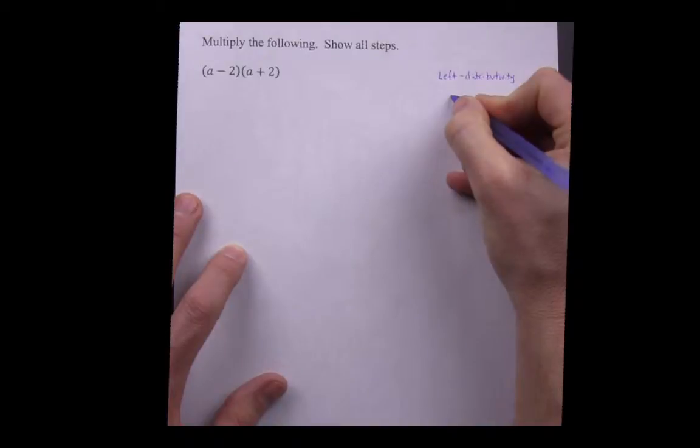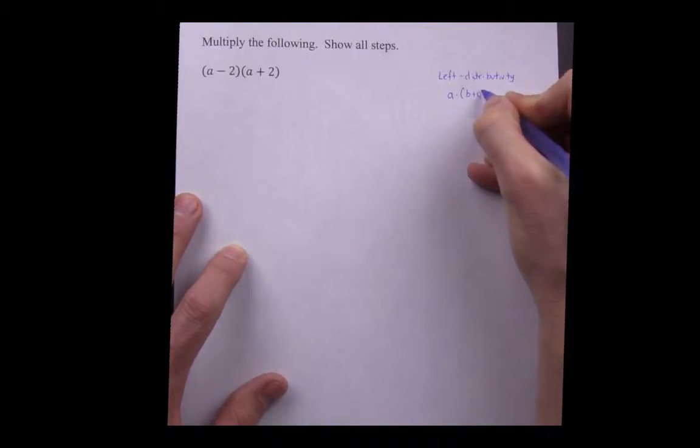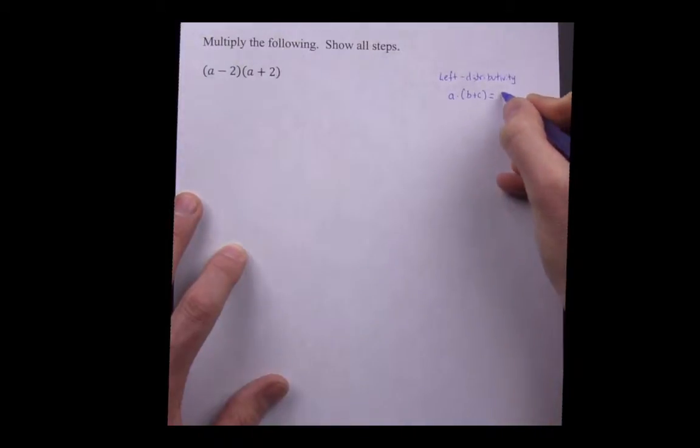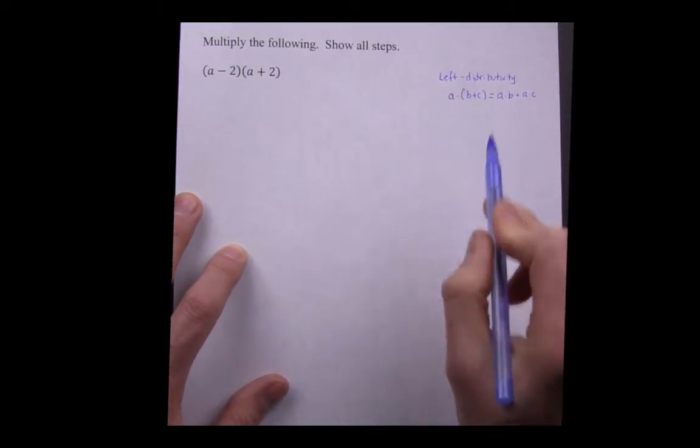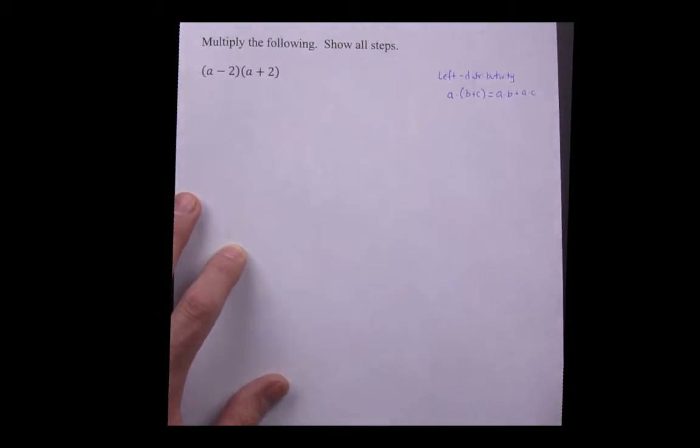which stated that if I have a times b plus c, that's the same thing as saying a times b plus a times c. And the reason that we call this left distributivity is that we're distributing the multiplication on the left-hand side over the addition on the right-hand side.